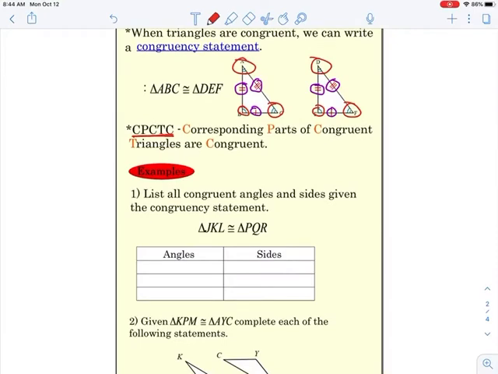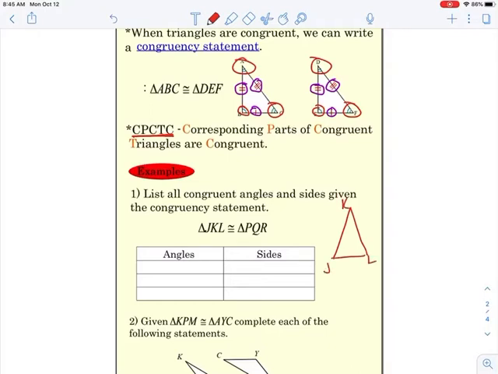Okay, so for question number 1, it says list all congruent angles and sides given the congruency statement, triangle JKL is congruent to triangle PQR. You're not given a picture here. I would absolutely 100% draw a picture because what letter corresponds to what letter is going to matter. So I'm just going to draw any old triangle, that's going to be fine.